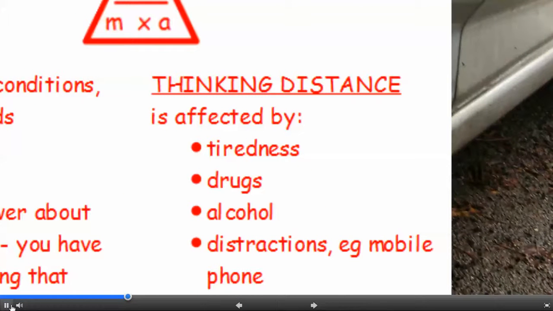Now the thinking distance, not the thinking time, the thinking distance can be affected by the driver's tiredness, whether the driver has used drugs or alcohol, or whether the driver is distracted by things like mobile phones.